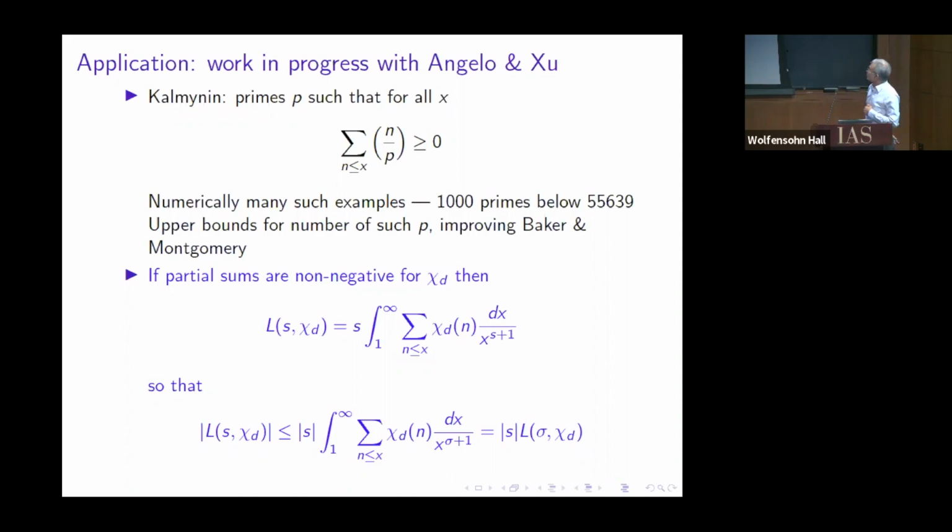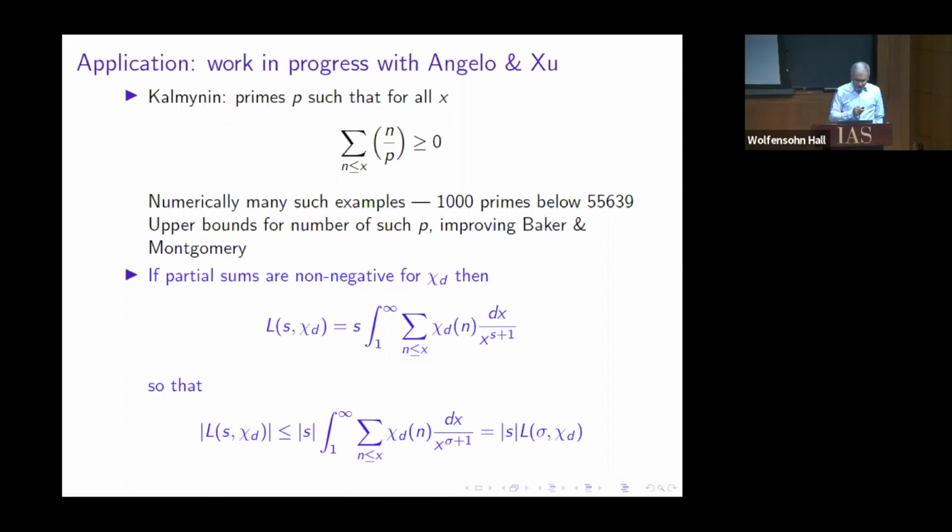We were motivated by a beautiful paper of Kalmynin from about last year on the arXiv, where he did numerics and found that there are actually lots and lots of such examples. He found 1,000 primes below 55,000. So that's a reasonably large number of primes for which these partial sums are always positive. Earlier, Baker and Montgomery had shown that for almost all primes, this cannot happen. Kalmynin improved their quantification a bit. But we've improved this further.